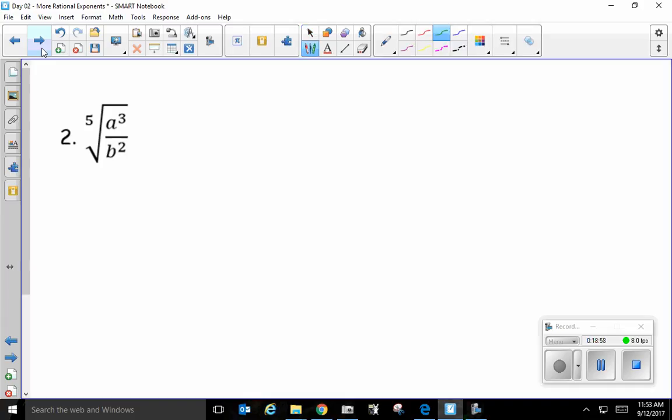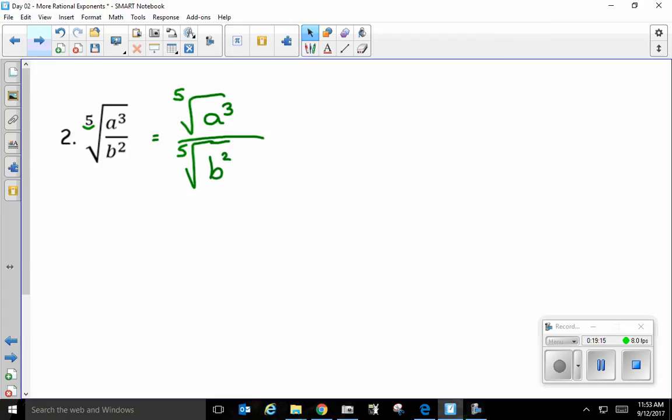Anyways, can I simplify, Jalen, does it look like I can simplify that a cubed over b squared? Is there anything I can cancel in that fraction? No. I cannot cancel this a or b, so I'm immediately going to radical top, radical bottom. Be careful. That is a fifth root. So I have to do fifth root top, fifth root bottom, a cubed in the numerator, b squared in the denominator.